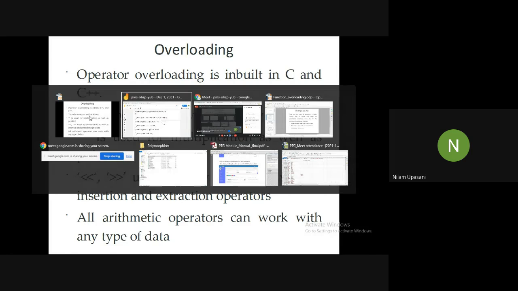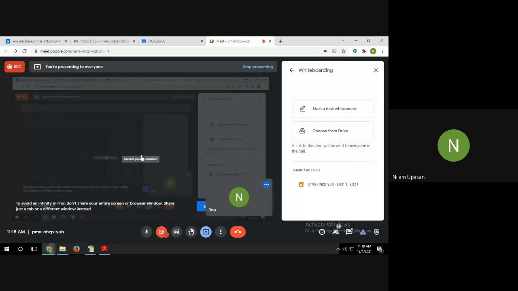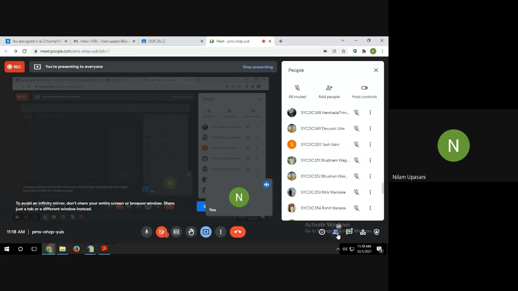एक फंक्शन को मल्टीपल मीनिंग देना is function overloading. Is it clear to everyone? What is polymorphism? Same name है and we are giving multiple meanings to that. That is polymorphism. Okay, the meaning is many forms. Polymorphism का actual meaning है many forms. Is it clear to everyone?